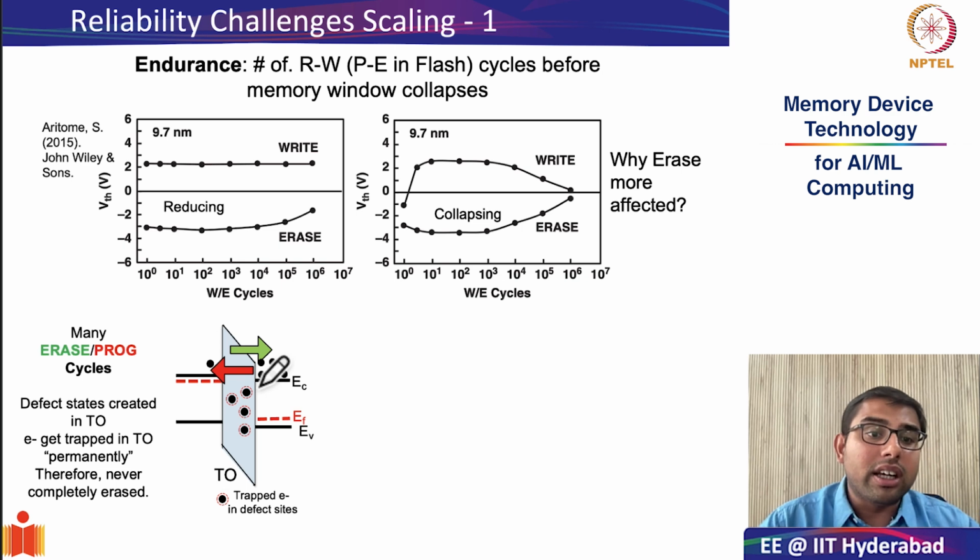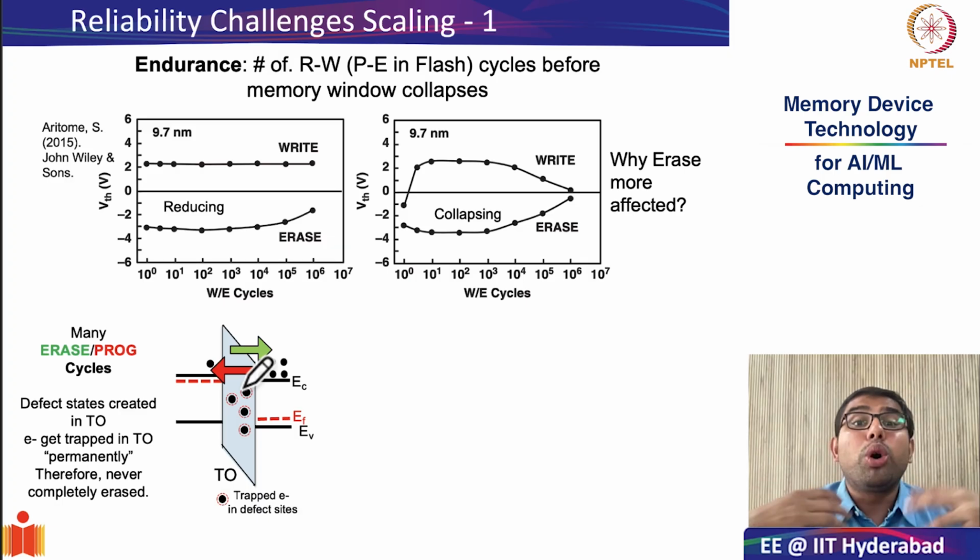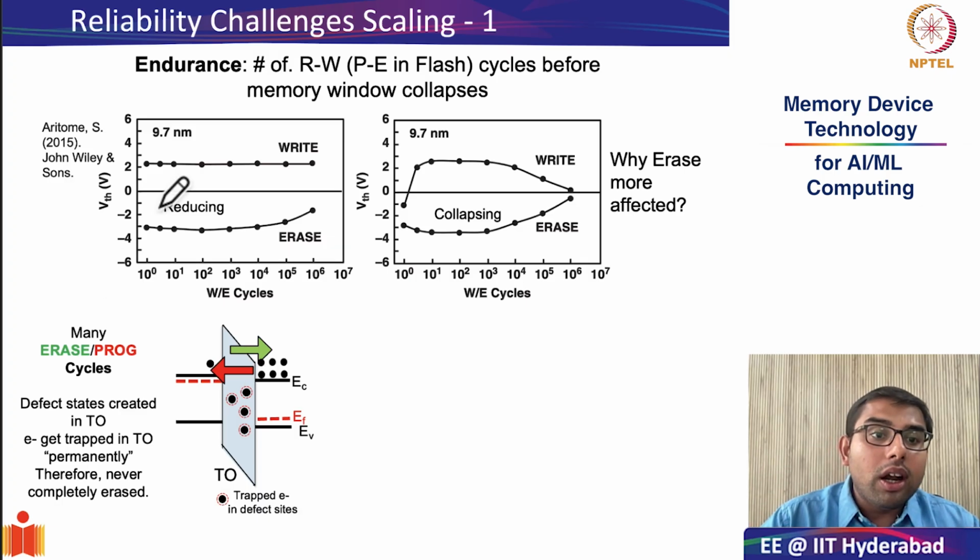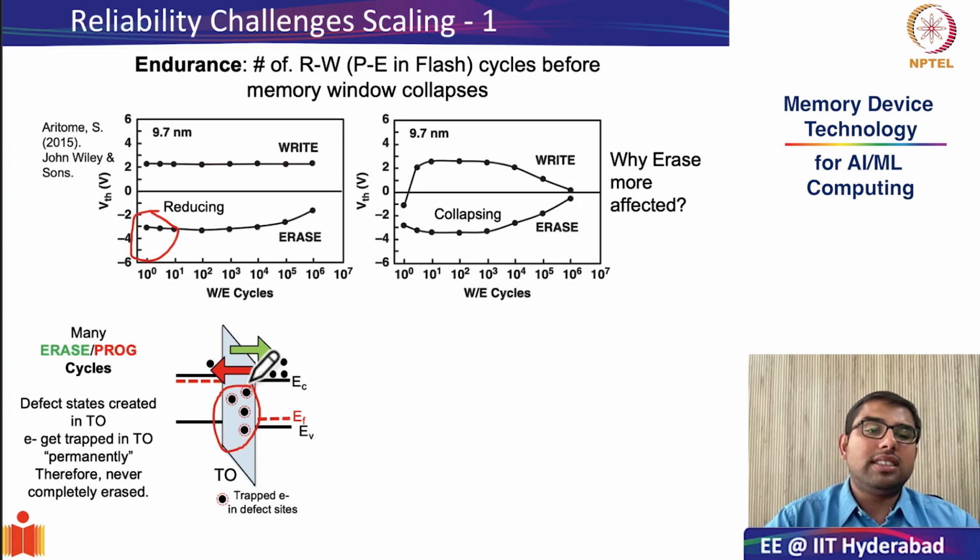And as a result, since these electrons, which were earlier free carriers, get trapped, in the flash cell you are not able to fully erase. You are not able to fully go to the lowest threshold voltage, because some of the traps are always permanently stuck inside the tunneling oxide, right?